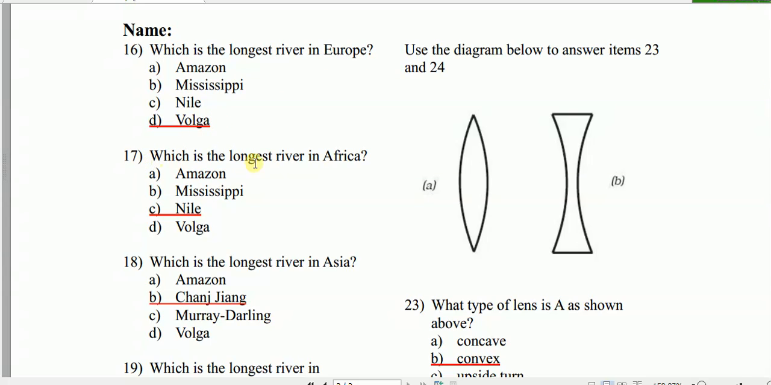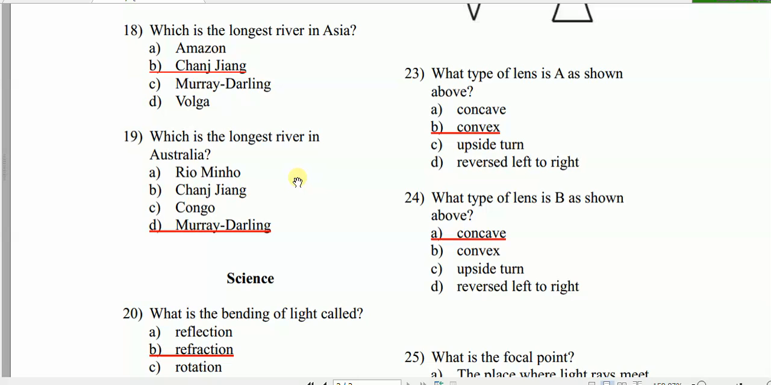Number 17. Which is the longest river in Africa? And that would be the Nile. Number 18. Which is the longest river in Asia? And that would be the Zhanjiang. Number 19. Which is the longest river in Australia? And that would be the Murray-Darling River System. So number 19 again, we have the Murray-Darling River System in Australia.